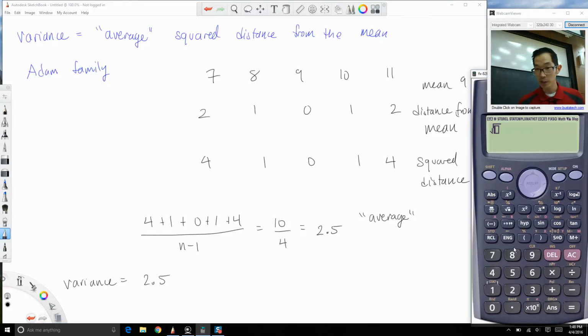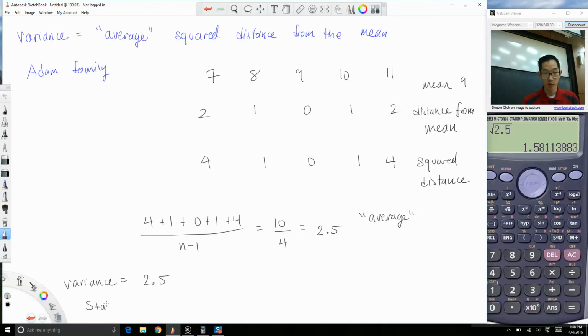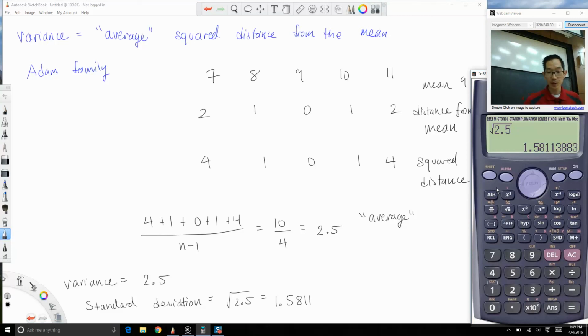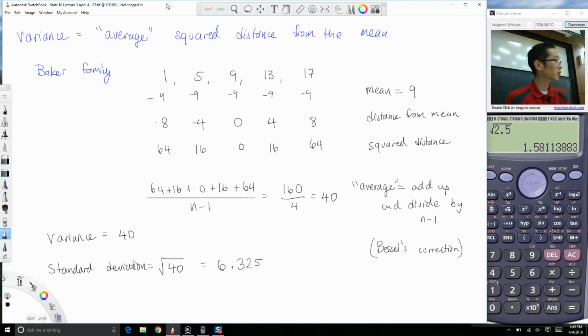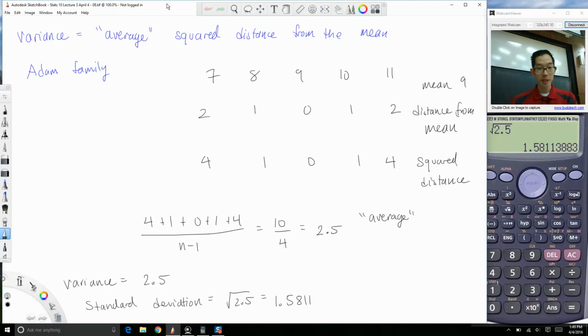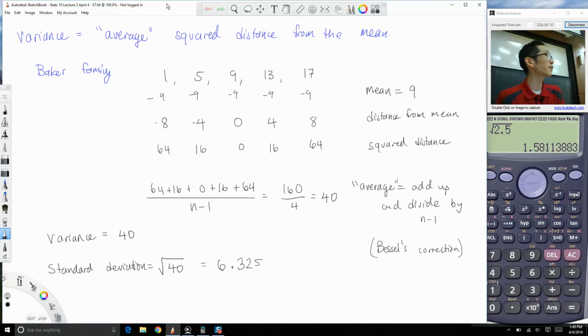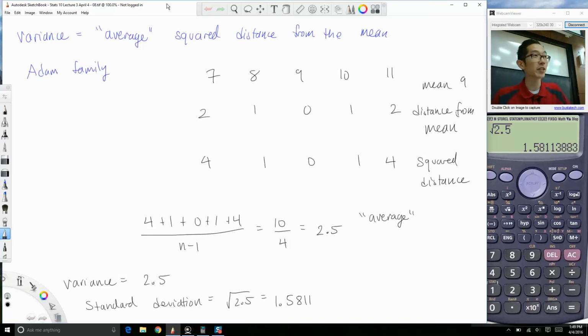My standard deviation is going to be the square root of 2.5, which is 1.581. If we compare the standard deviation of the Adams family, 1.581, and of the Baker family, 6.325, we can see that the standard deviation of the Baker family is much larger, actually 4 times larger than that of the Adams family.